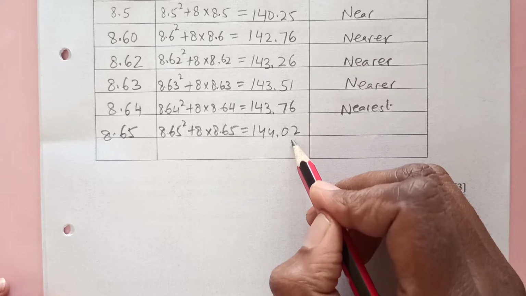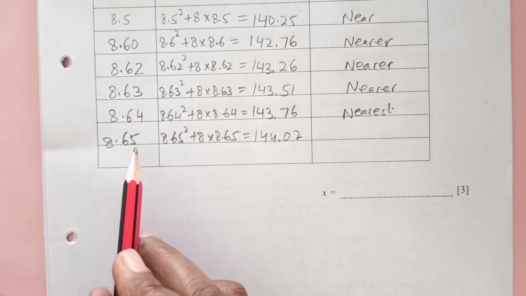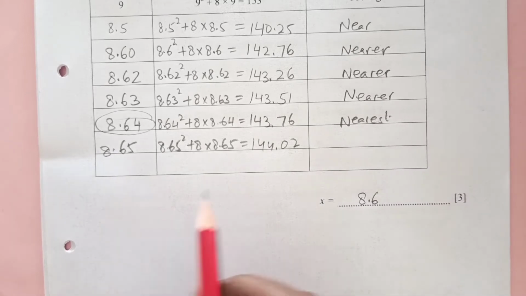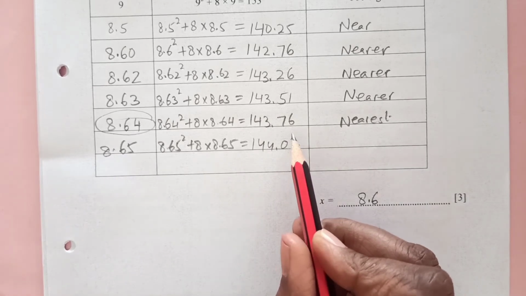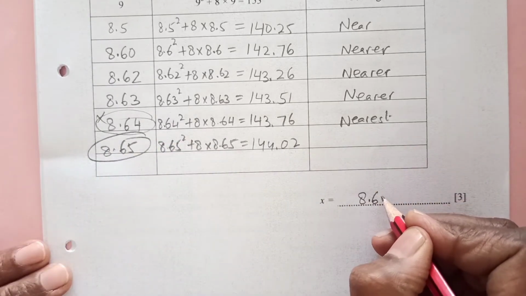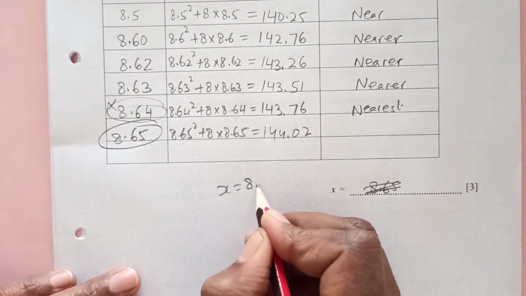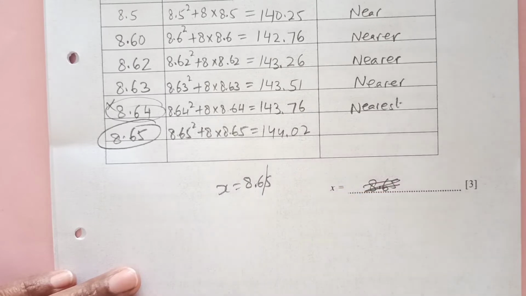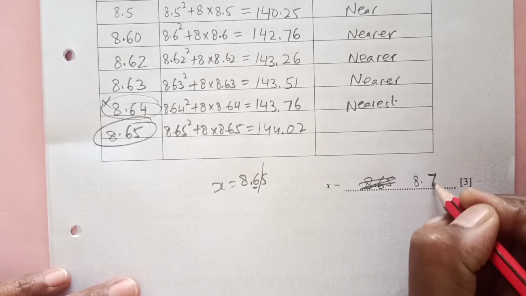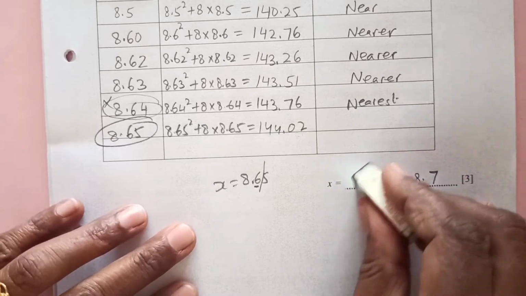So for 144, this one is increased and this one is decreased. So that means we need to have the value in between 8.6 and 8.7. Which one is nearest here? 8.65. But we need the answer for x to one decimal place. So one decimal place is here. So 8.7 will be your final answer. Right? So 8.7 is going to be in the answer column.